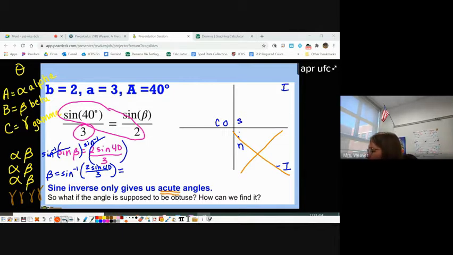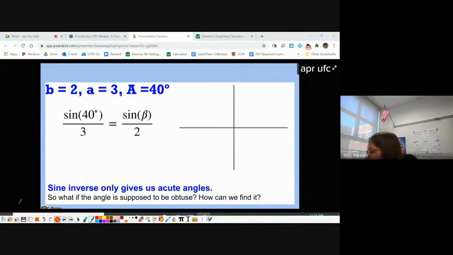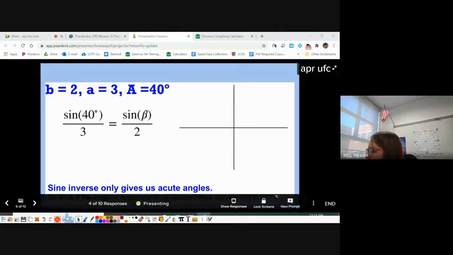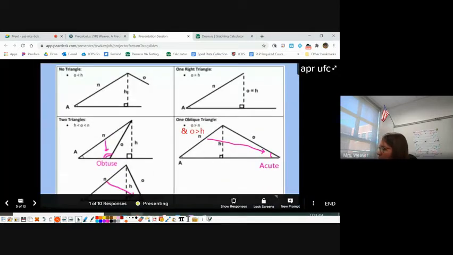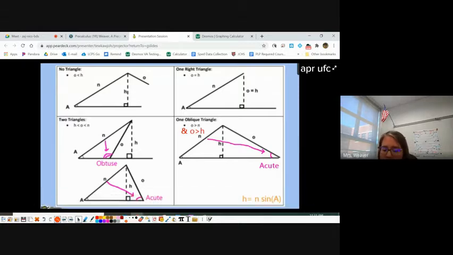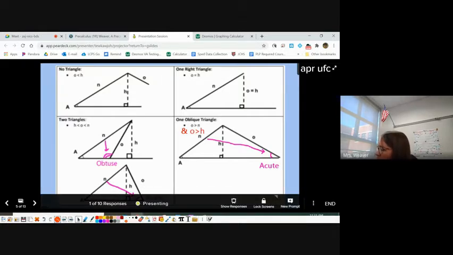And if we go back and look at our other slide of all the different options that could happen, 2 of those options had acute angles. And one of them had a 90-degree angle, which sine inverse can tell us is 90, okay? So that's a pretty good option to have, but what it's not going to give us is this obtuse angle. It's not going to give us the angle that comes from quadrant 2.